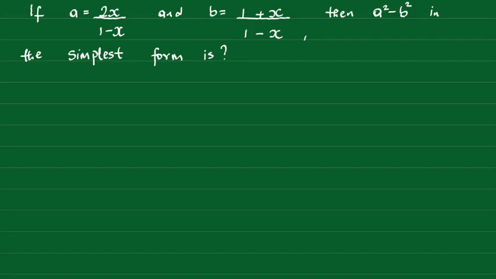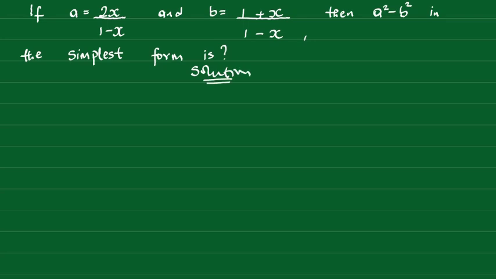So I have this question from JAMB 1984, question 30, where we are asked: if A equals 2x divided by 1 minus x, and B equals 1 plus x divided by 1 minus x, then A squared minus B squared in the simplest form is dash dash dash dash. So quickly we dive into this by writing the solution.